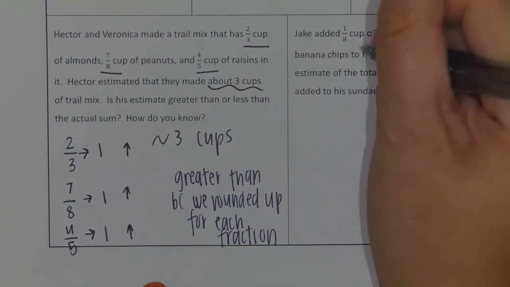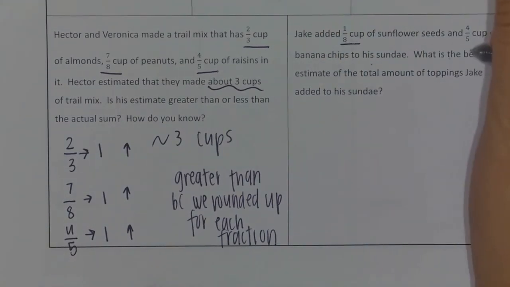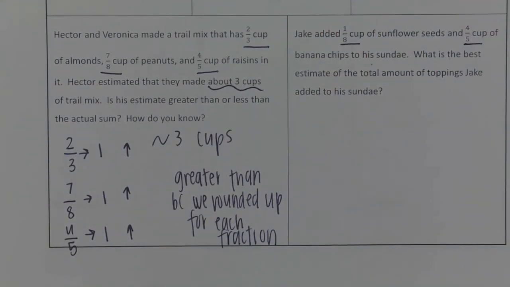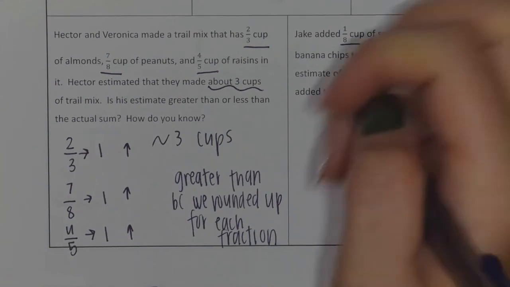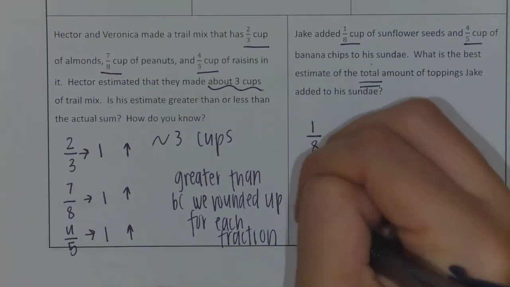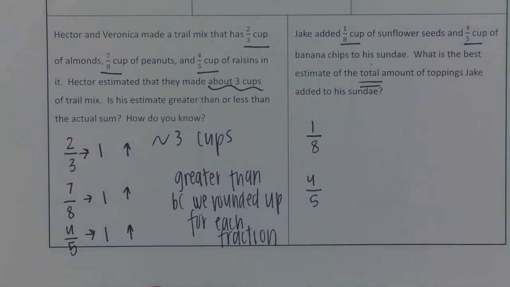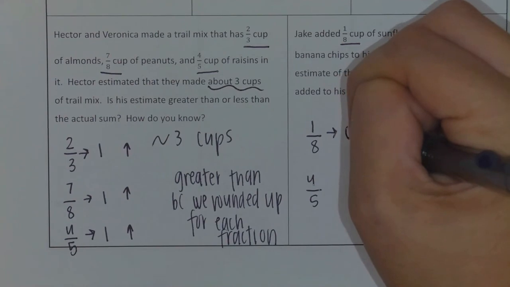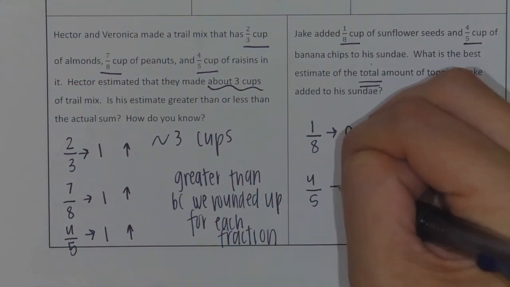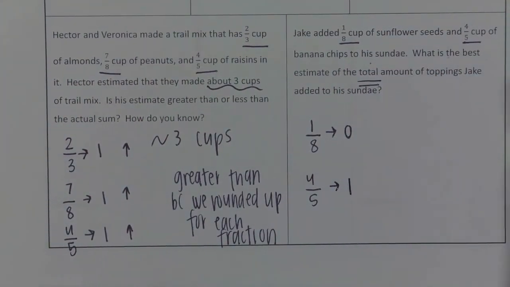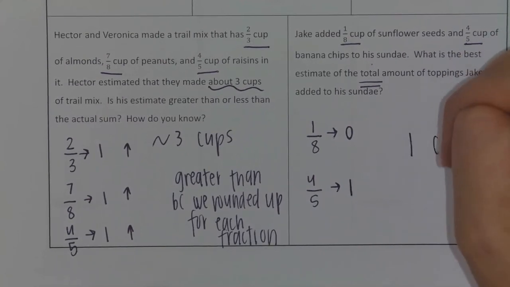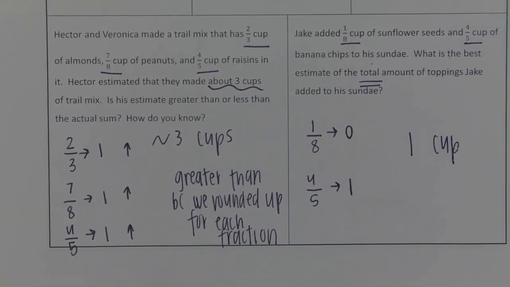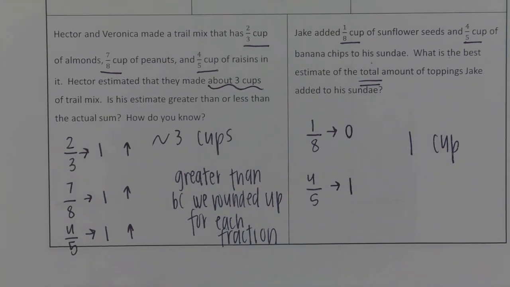Jake added 1/8 cup of sunflower seeds and 4/5 cup of banana chips to his sundae. What is the best estimate of the total amount of toppings that Jake added to his sundae? So I have 1/8 and 4/5. I'm going to round both of these numbers. 1/8 is pretty close to 0; it's a little over 0. And 4/5 is pretty close to 1. So 0 plus 1 would give me 1 cup. Okay, and that takes care of rounding and estimating.